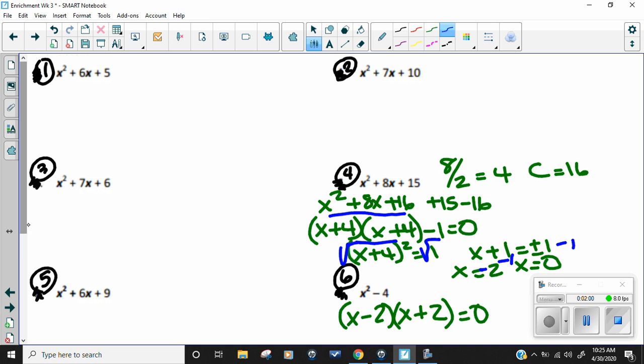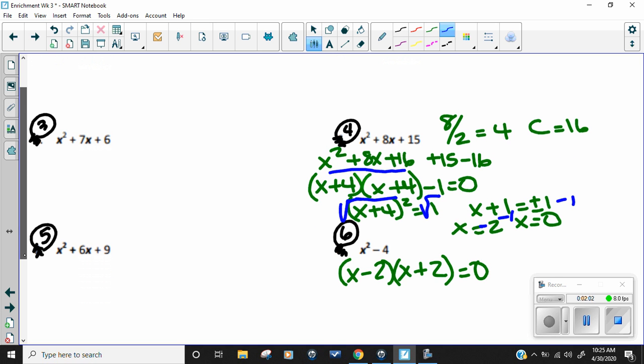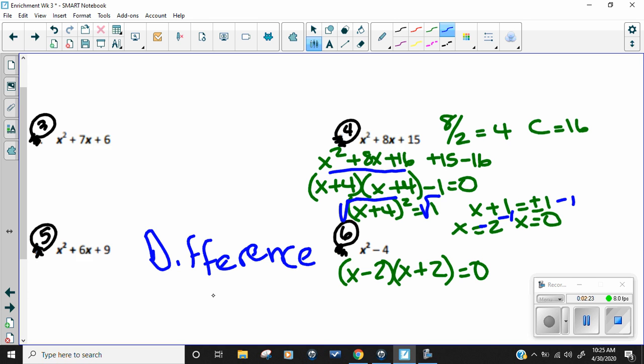Okay, now for the bottom one, no need to complete the square because it's difference of squares. Remember difference of squares? When you have something squared minus another thing squared, and 4 is a perfect square. Difference, because that is a subtraction problem. Product is multiplication, quotient is division, difference is subtraction.